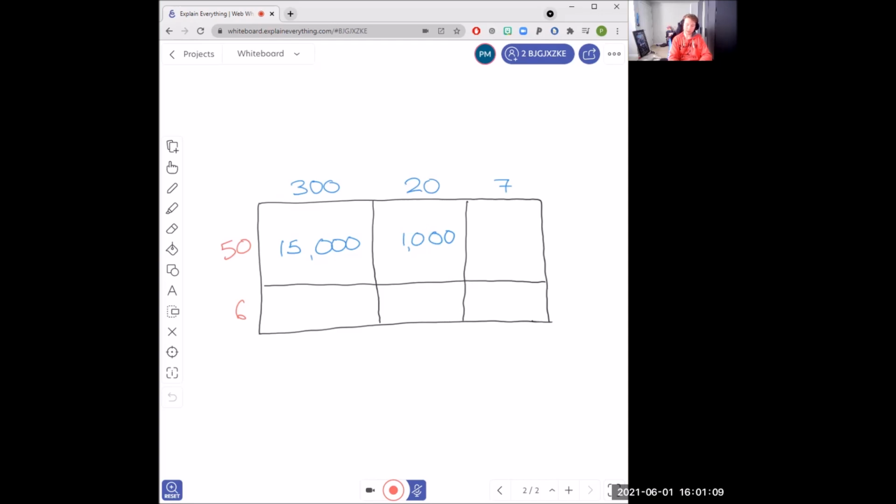Looking at this last box, this is probably the easiest one in this row. So we have 7 times 50. 7 times 5, that's 35. And then we have to add the 0 in because we were multiplying by 50, not just multiplying by 5. So there's our top row.